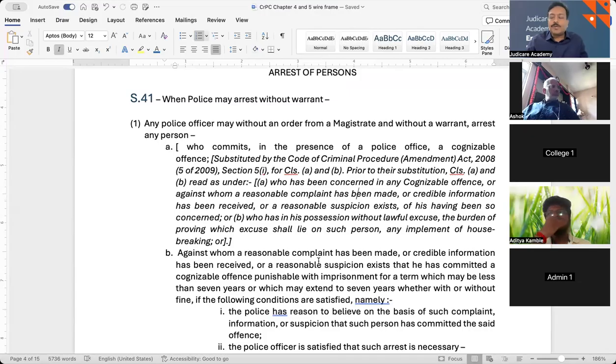So, Section 41 is the first section which talks about when police may arrest without warrant. Remember this Section 41, and listen very closely and deeply, because a lot of further CrPC sections in this chapter would be referring to Section 41 and 47. So, when may police arrest without warrant?